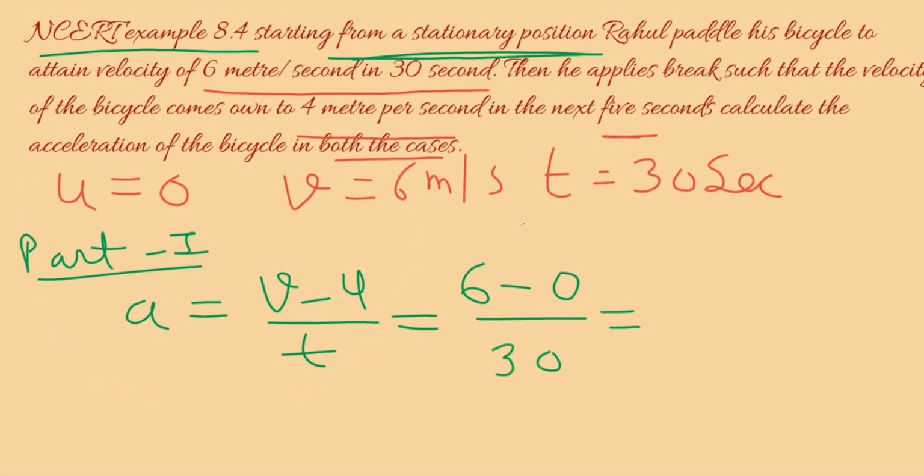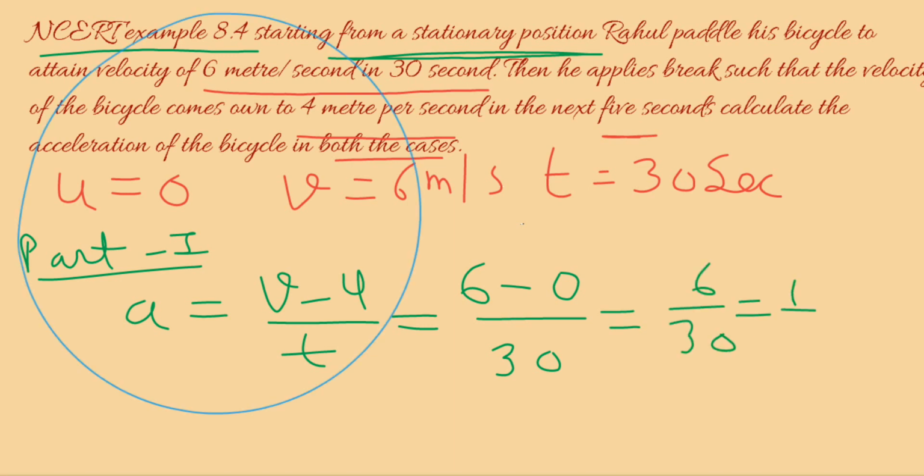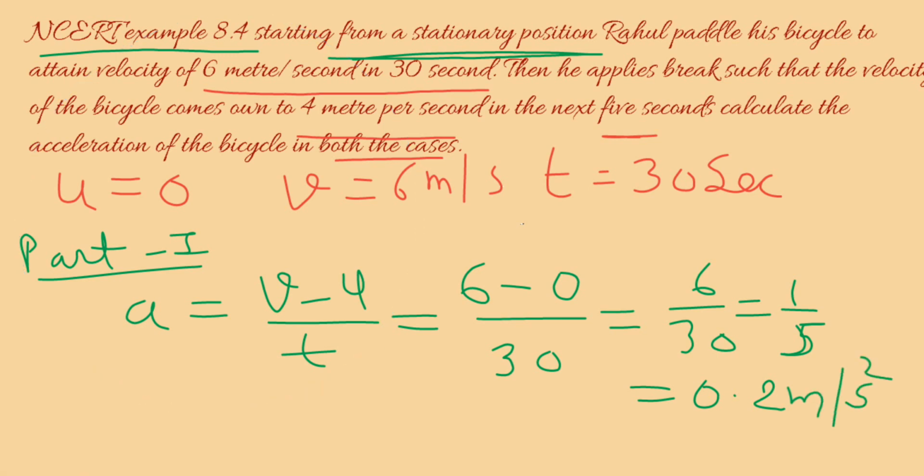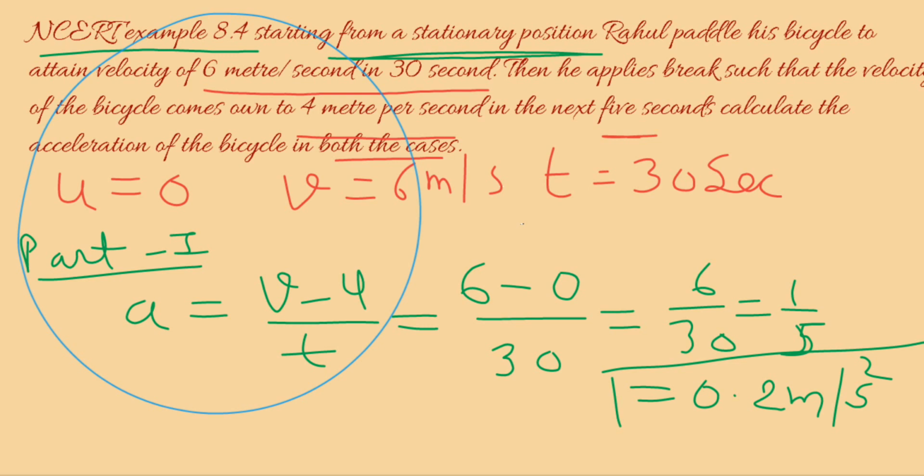So it will become 6 by 30, that means 1 by 5. 1 by 5 we can write as 0.2 meter per second square. This will be the unit. Okay, so this is the answer.